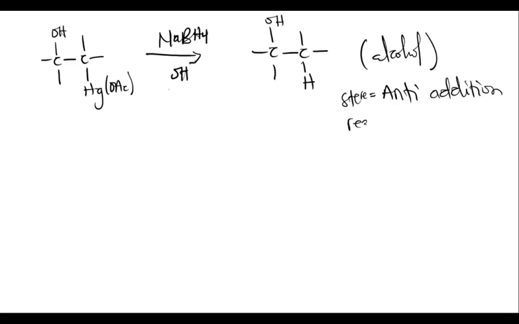And in terms of regiochemistry, that is the point of attachment, we are adding the OH group to the most substituted carbon, and then the hydrogen to the less substituted carbon, and that is what we call the Markovnikov orientation or addition. Okay, so with this brief introduction to what oxymercuration demercuration is, let's have a practical example of how this reaction actually goes.